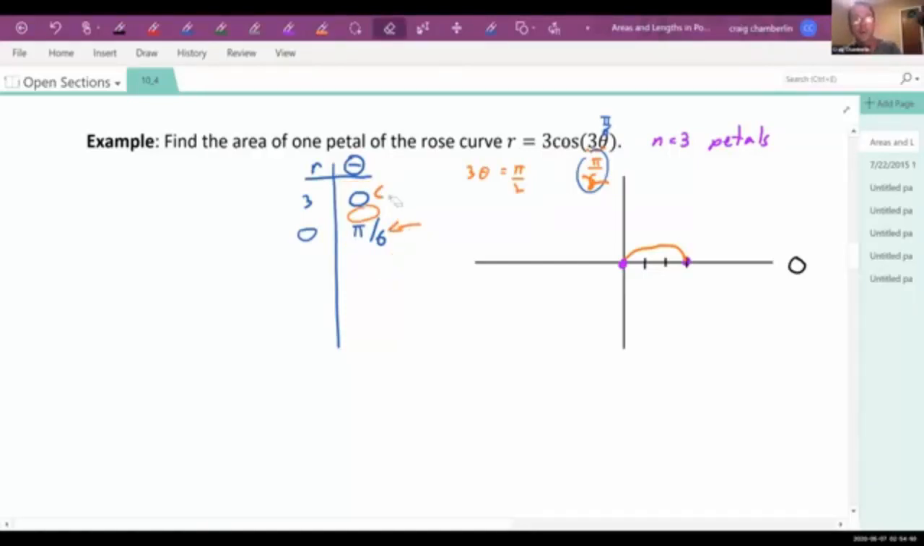So we've got half of one petal, and it's going to be symmetric with the other half. So the area contained here will be half the area of the complete petal. The other half would be down here. So what I'll do is set up the integral to find that area that I indicated, and then just double it. So let's do that.